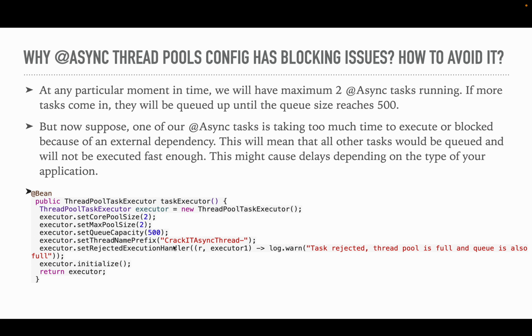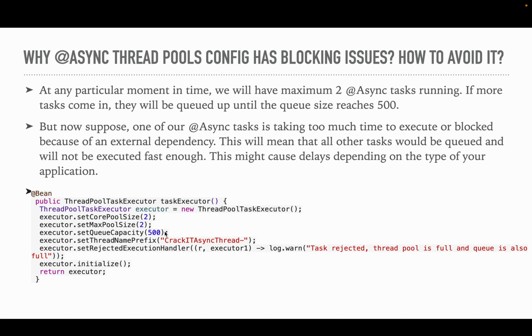So I'll explain this through an example. Let's see this code. This is the thread pool executor that I have created, and if you see, I have defined the max pool size as 2 and I have defined the queue capacity as 500. At a time only 2 different asynchronous threads will run in my application. Why? Because I have defined my maximum thread pool size to be 2, and how many threads can be queued up? It is up to 500. So at any particular point of time, we will have maximum 2 async threads running. If more tasks come in, what will happen? They will be queued up until the queue size reaches 500.